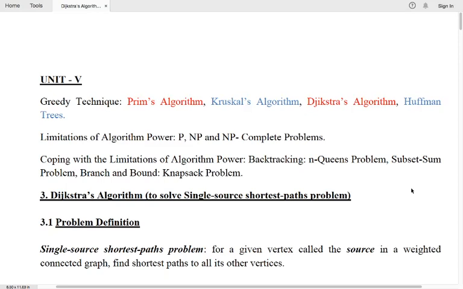In this session, we'll be looking at Dijkstra's algorithm to solve the single source shortest paths problem. We'll use a greedy approach to solve this problem.